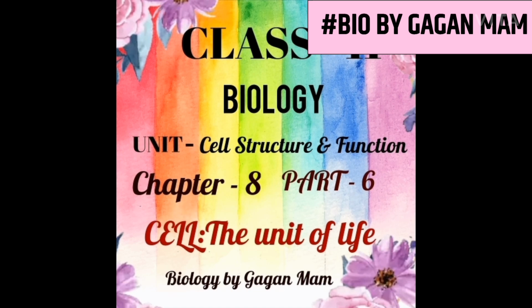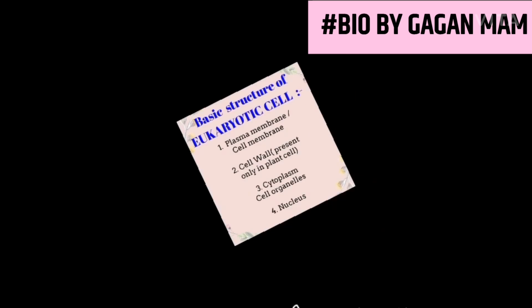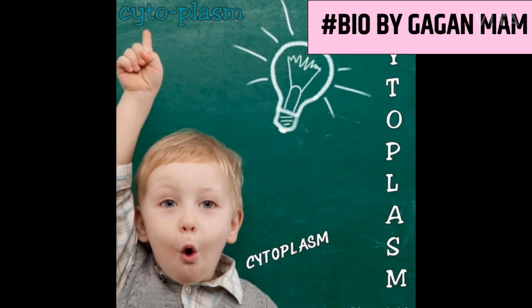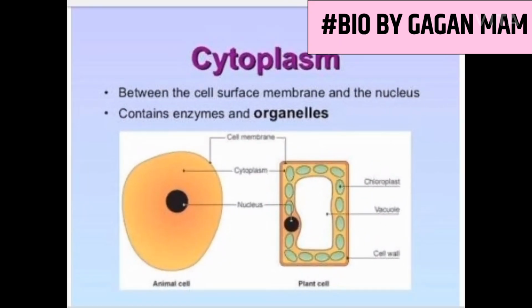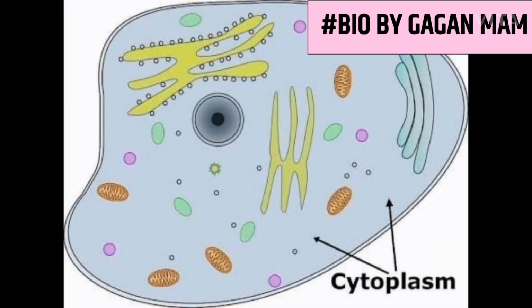We were discussing the eukaryotic cell and we have read about the cell membrane and cell wall. Now we are going to study cytoplasm. What is cytoplasm? As the name suggests, cyto means cell and plasm means fluid-like. That is the fluid inside the cell enclosed by the plasma membrane, or you can also say the part of the cell present between the nucleus and cell membrane.